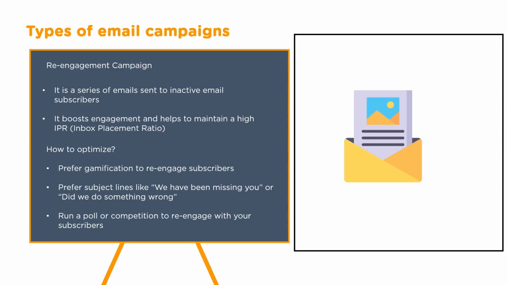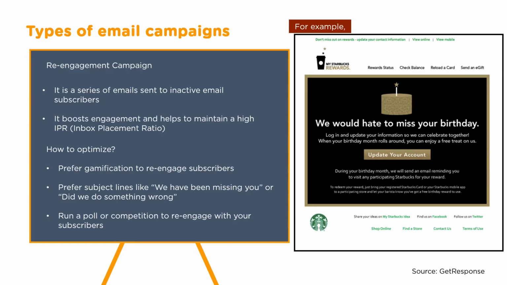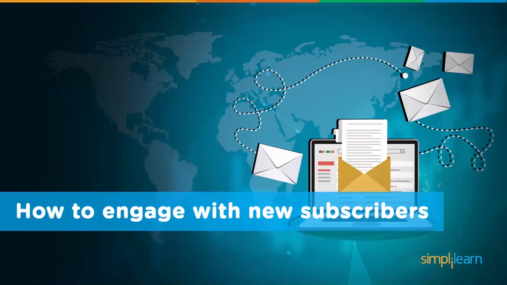So we want gamification to re-engage subscribers, or we want to prefer subject lines like, hey, we've been missing you, or did we do something wrong? Okay, we can run a poll or competition to re-engage with our subscribers. So for example, hey, we'd hate to miss your birthday. Go ahead and update your account. This is a Starbucks email. So it's that message of missing you. You can always soften or sweeten the deal with an offer as well.